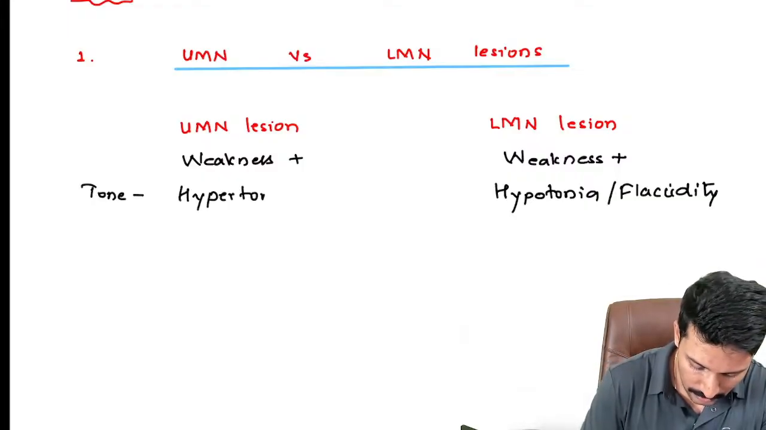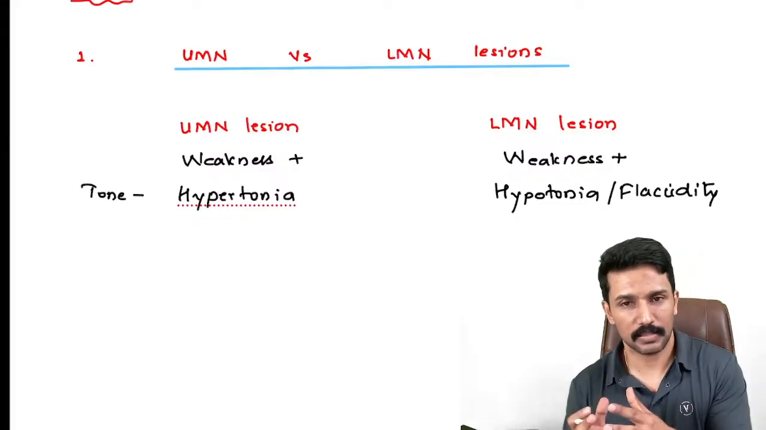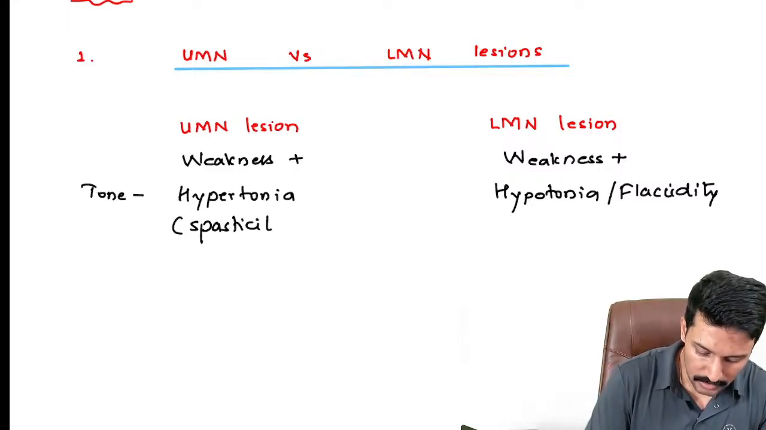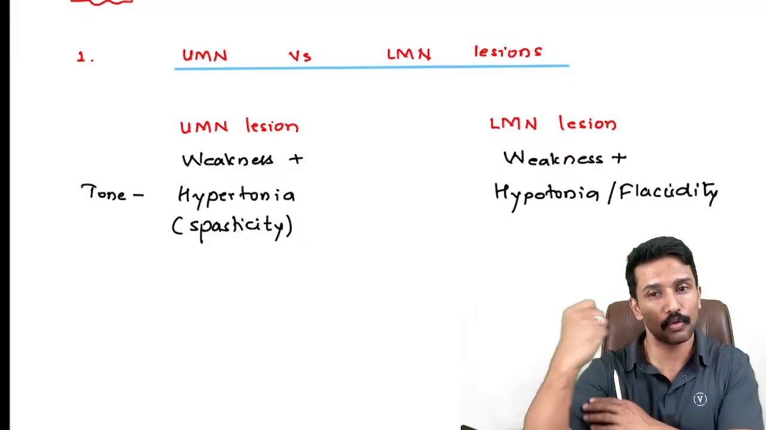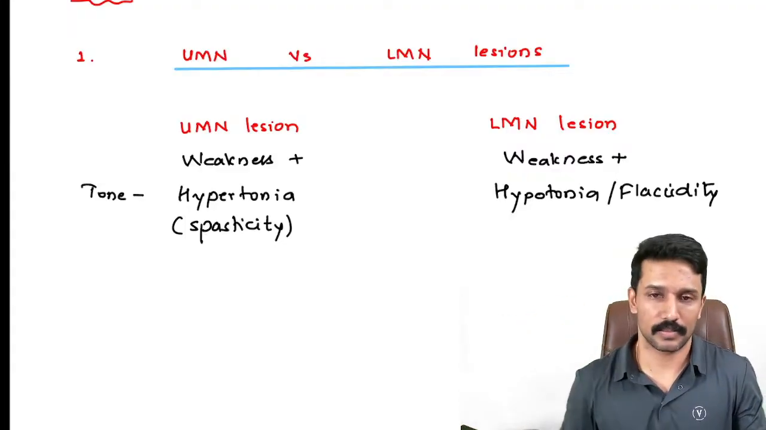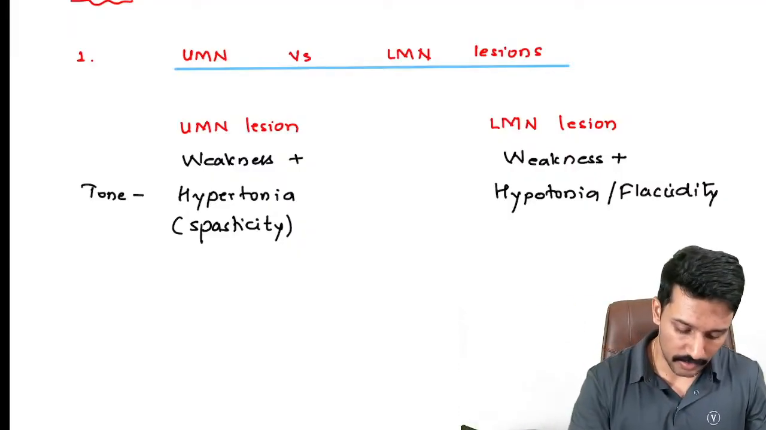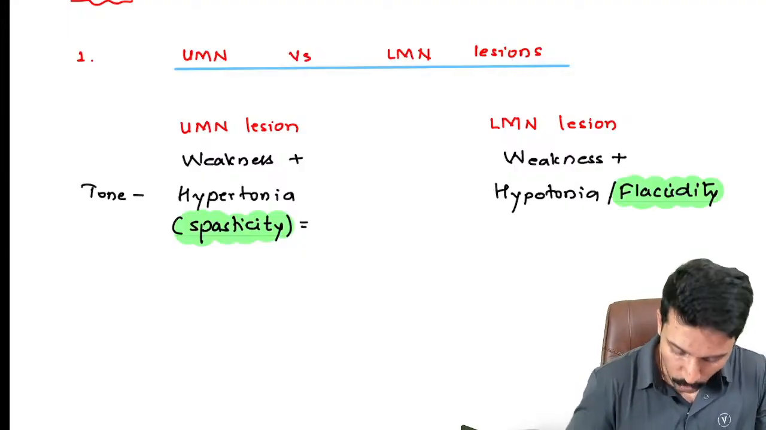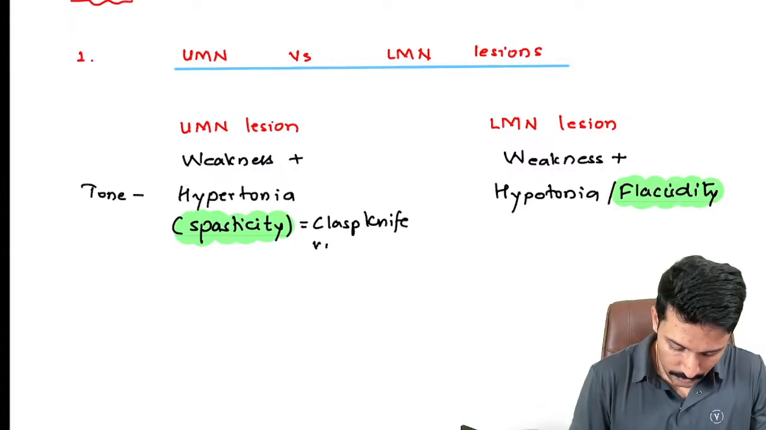And I've already discussed this. Hypertonia is of two types. What are those two types? Rigidity and spasticity. UMN lesion produces what we call spasticity. Now, what is spasticity? Spasticity refers to a form of hypertonia where the resistance is not the same throughout the range of movement. It is initially high, and as you continue to stretch, the resistance decreases. In case of rigidity, the resistance is the same throughout the range of movement. So here what we are getting is spasticity. And you should also know that spasticity is also called clasp knife rigidity.